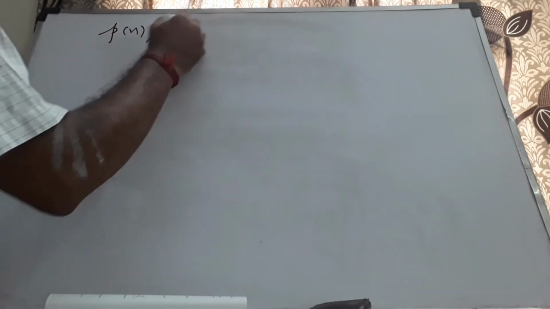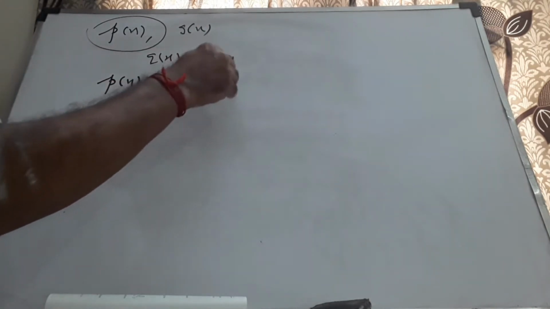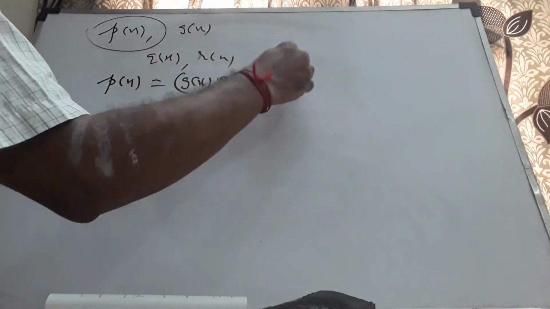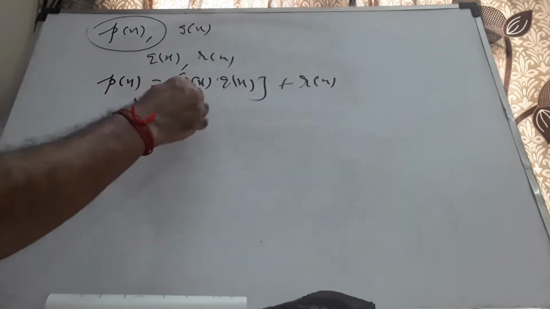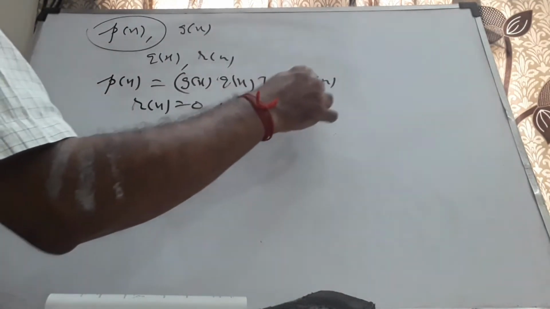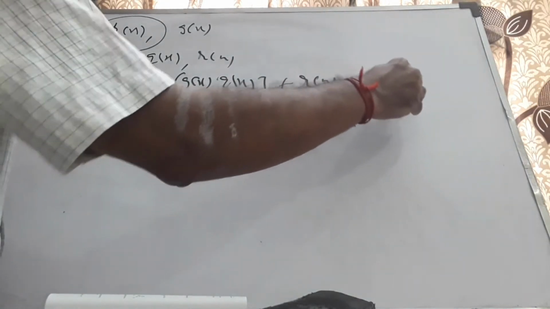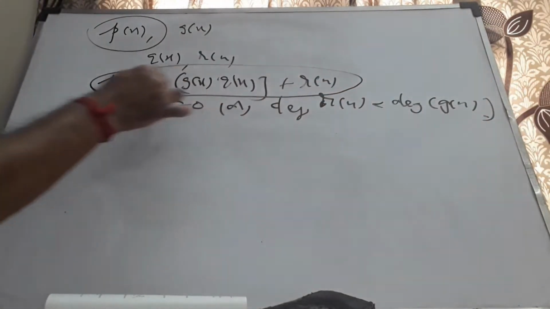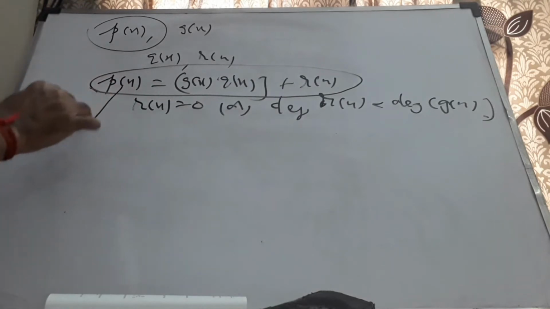And of course we have seen, if you are given p of x and g of x, where the degree of p of x is greater than or equal to the degree of g of x, we can find q of x and r of x such that p of x is equal to g of x into q of x plus r of x, where r of x is either 0 or the degree of r of x is less than the degree of g of x. This is called the division algorithm for polynomials. Here, this polynomial p of x is called the dividend.